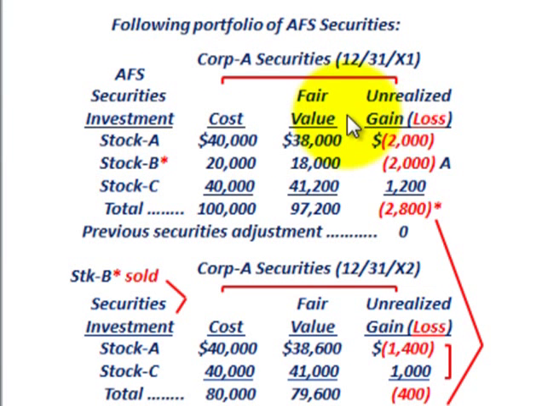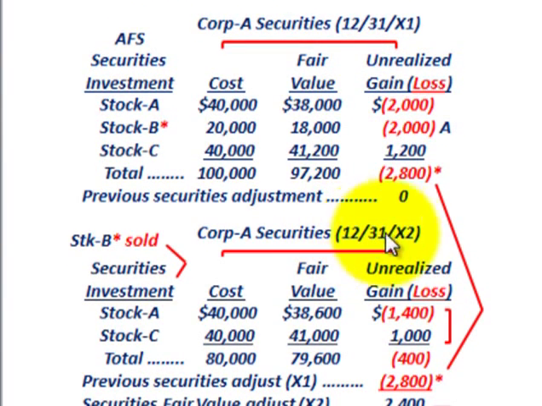What we have to do is, at the end of each reporting period, the end of each year, when you're dealing with these available for sale securities, you have to determine any unrealized gains or losses for them. And we're going to be looking at 2 years, the end of year X1 and the end of year X2.